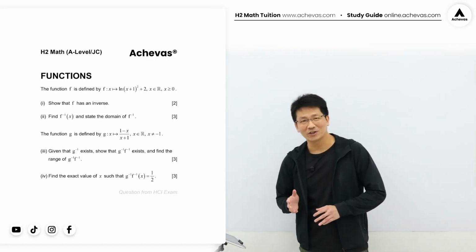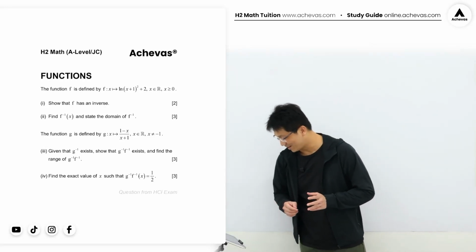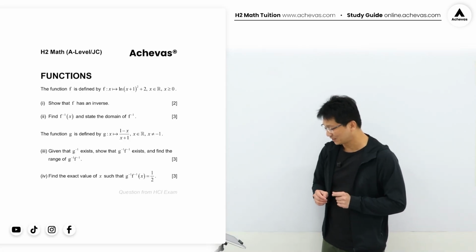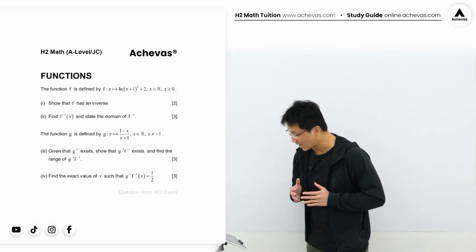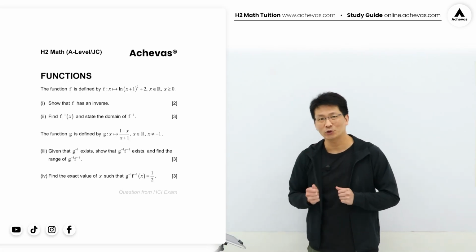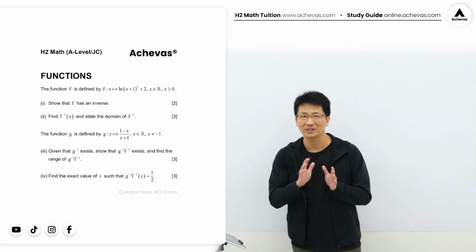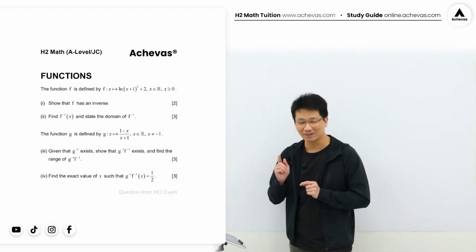Let's take a look at this function question. It's a pretty long question with a total of 4 parts, and the total marks allocated is 11 marks. Let's start off with the first part of this question, which requires us to show that the function f has an inverse. In order to show a function has an inverse, it must be a one-to-one function, and we are going to use the horizontal line test.